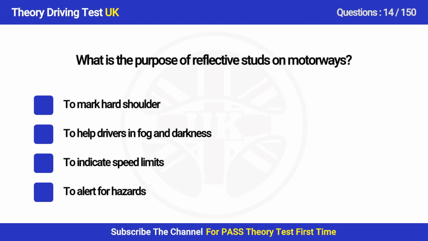Question 14. What is the purpose of reflective studs on motorways? A. To mark the hard shoulder. B. To help drivers in fog and darkness. C. To indicate speed limits. D. To alert for hazards.